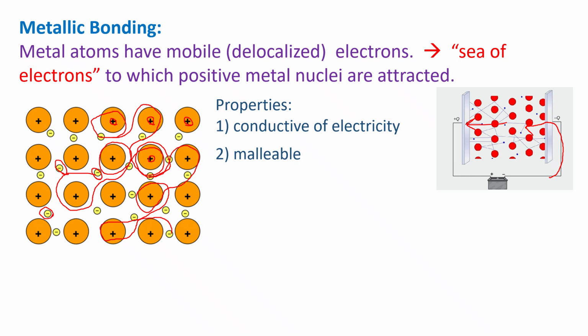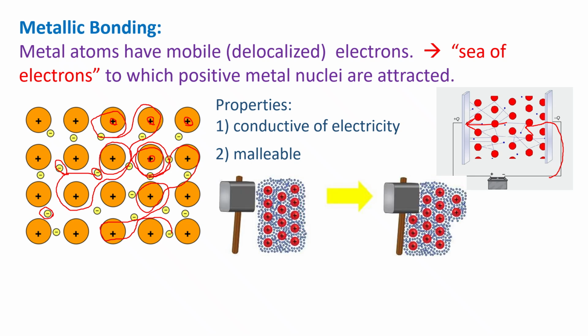Metals are also malleable, so if you hit them with a hammer, they rearrange, and they rearrange without actually breaking apart usually, unless you hit it with a lot of force, or if you have a really disjointed, disorganized metallic crystal. Because what happens is the sea of electrons is the same throughout.